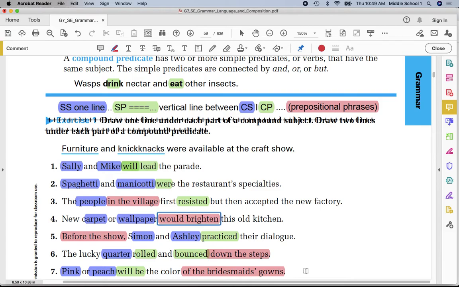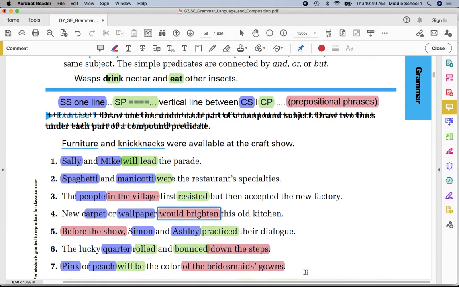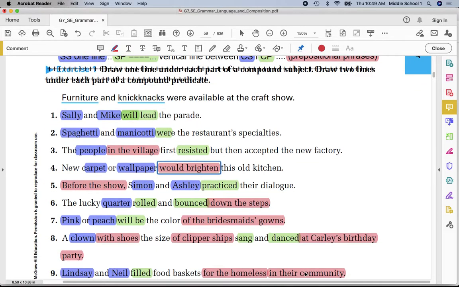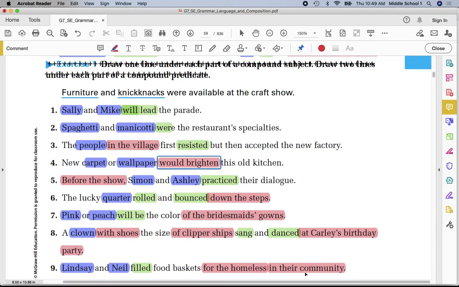In our next two sentences, sentence 8 and sentence 9, I want you to take note. Look how many words are colored red in the sentence. If I'm able to identify the prepositional phrases in the sentences, it makes my work a lot easier. That's why we continue to review prepositional phrases.